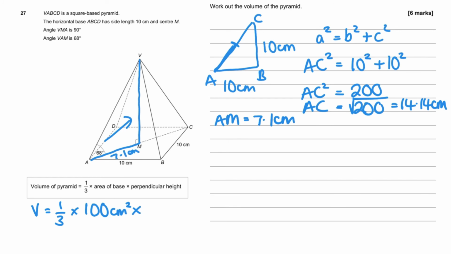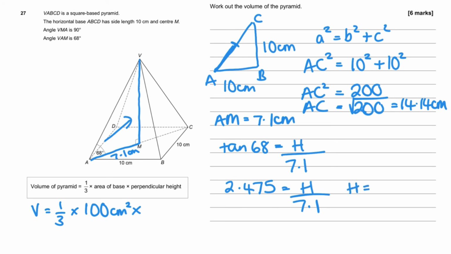So looking at our angle, we know the angle size and we're looking for the line that's opposite it, and we know the line that's adjacent to it. So that's a clue that we need to use the tan ratio. So we can do the tan of 68 degrees is equal to the height of the pyramid divided by the adjacent side, which is 7.1 centimetres. So on our calculator, the tan of 68 degrees is 2.475, which is equal to the height divided by 7.1. So if we times both sides by 7.1, that gives us h is equal to 17.6 centimetres.